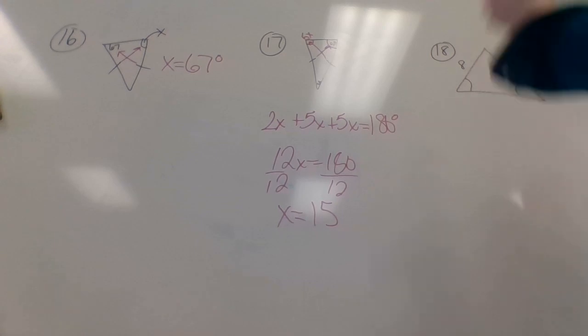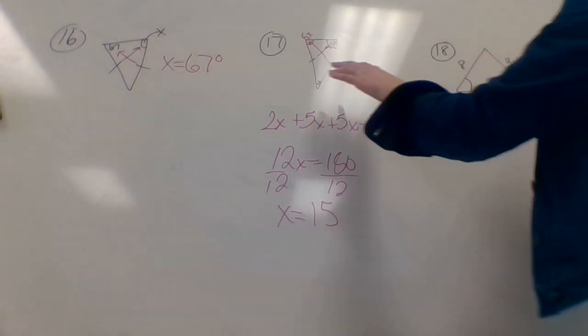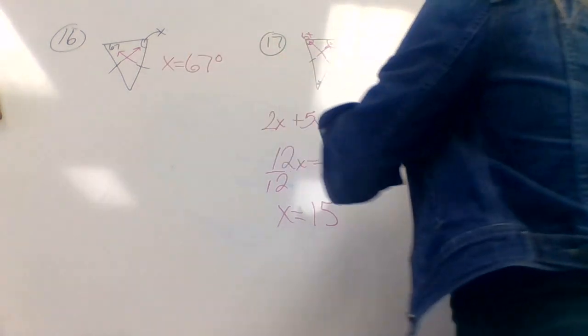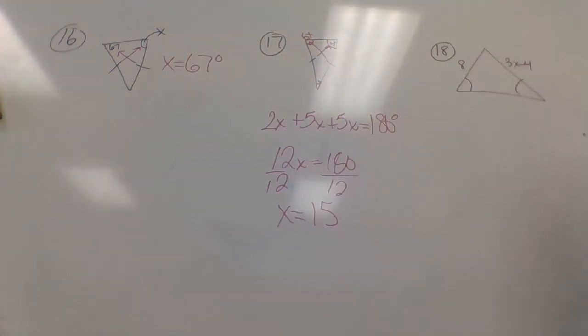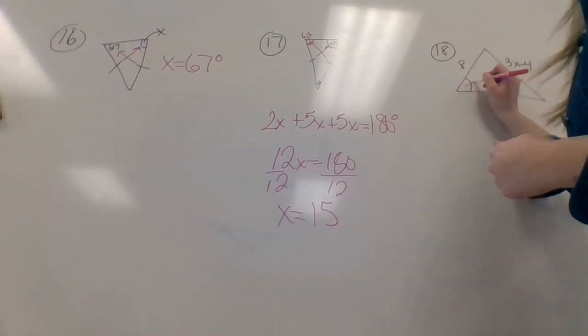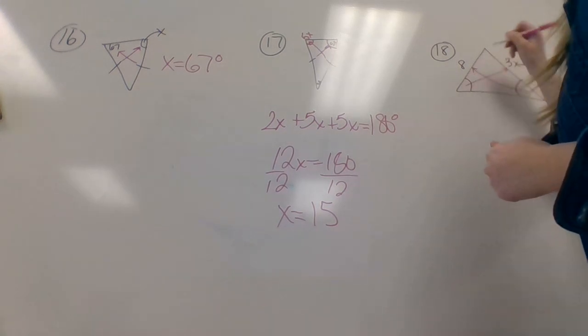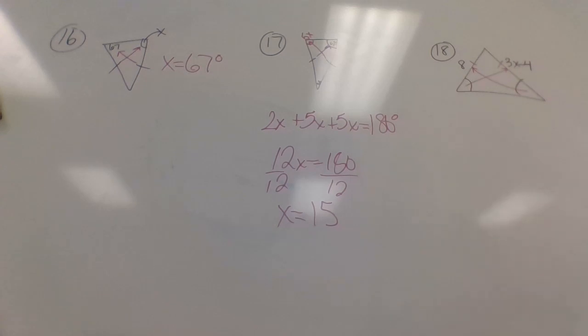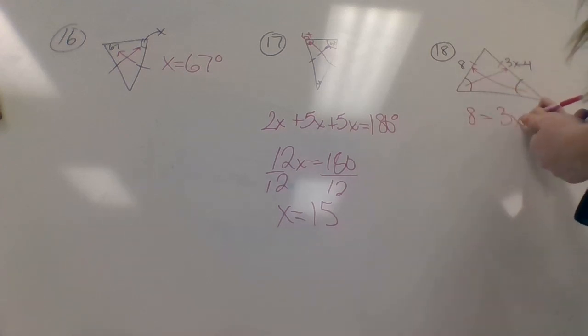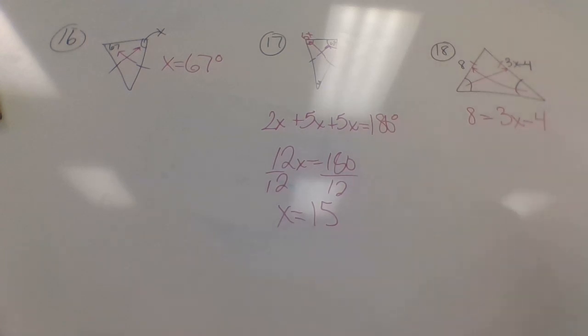Looking at number 18, this is the opposite of 16 and 17. In 16 and 17, the sides were marked as congruent. In this case, my angles are marked as congruent. And because these angles are marked as congruent, I know that my sides are congruent as well. So in this case, then 8 has to equal 3x minus 4. And you'll solve it like a basic multi-step equation to get x by itself.